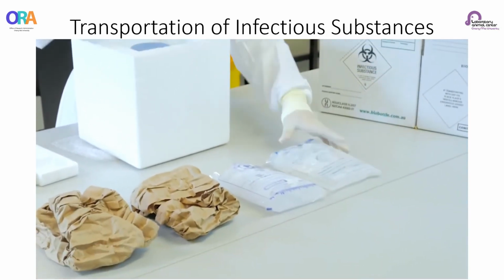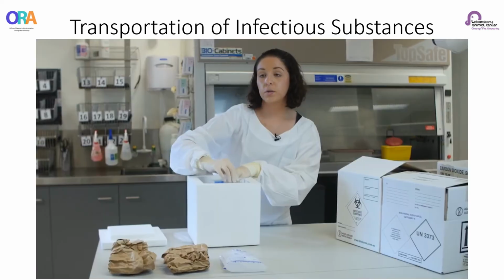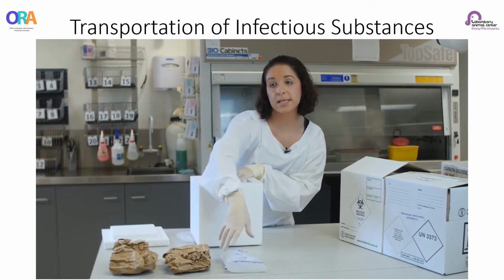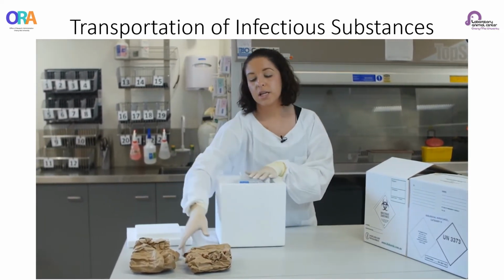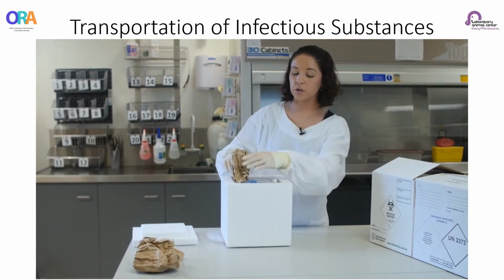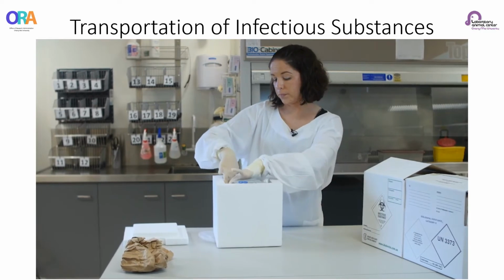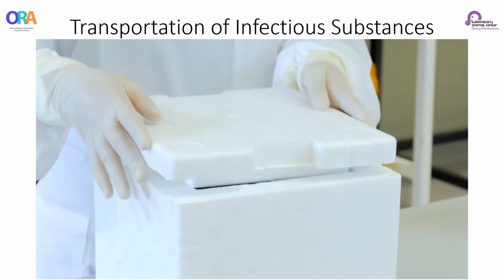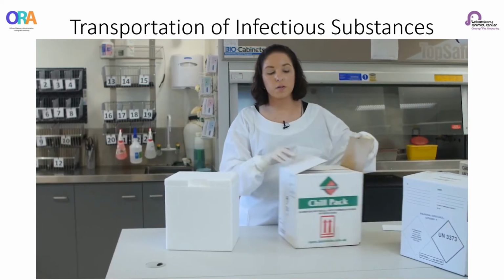You'll also include an ice brick or 2. This will ensure that the integrity of the samples are maintained at 4 degrees. And you'll also need to include sufficient packing material to prevent the secondary parcel from moving around. Place a lid on your styrofoam box and transfer your styrofoam box to your outer packaging.